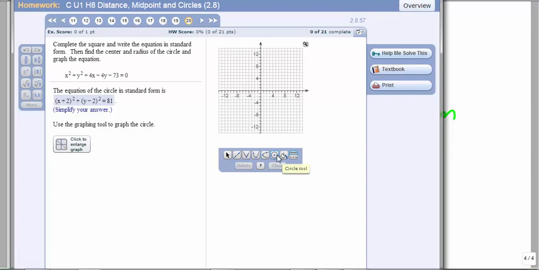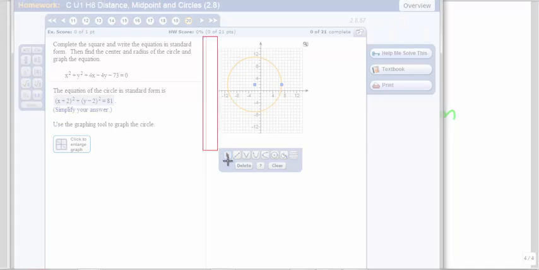Gave us our graphing tool. So the center is at negative 2. So I start at the origin, (-2, 2). And the radius is 9. So from here I'm going to go out 9 units. 1, 2, 3, 4, 5, 6, 7, 8, 9. And there's my other point. So there's my graph. And I'll go ahead and pop this into the lecture as well.